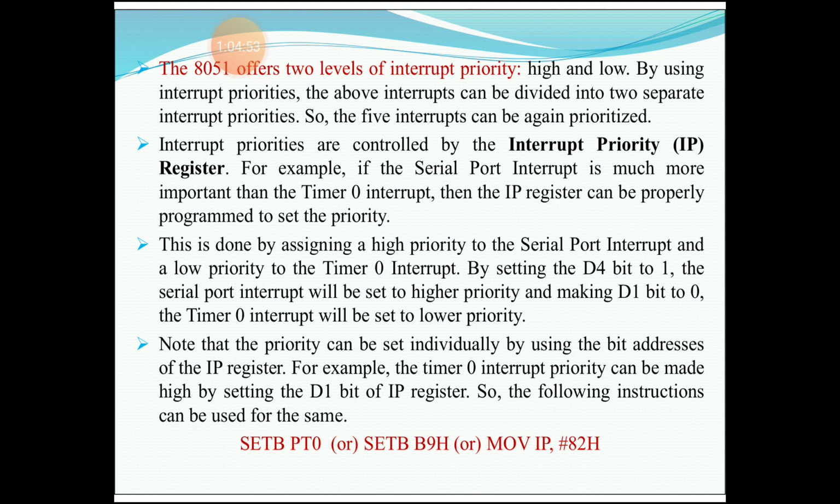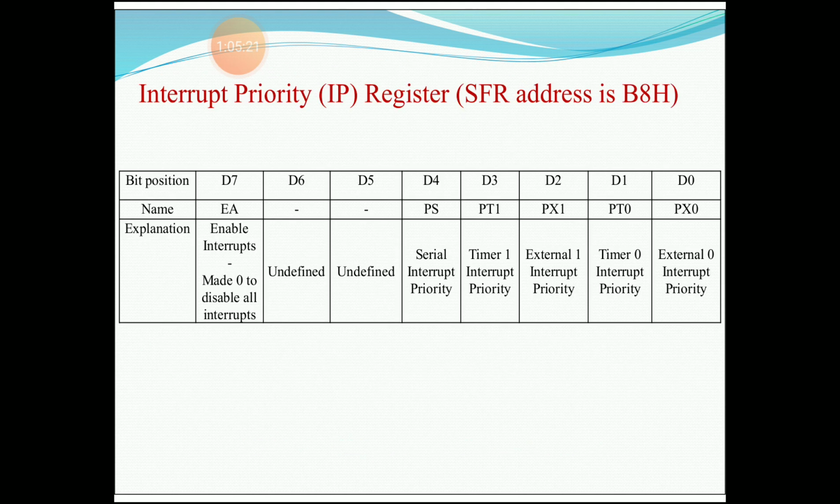Or set SETB B9H, where B9H is the bit address of the corresponding timer 0 interrupt priority bit, or MOV IP, #02H. This instruction performs the same operation, that is, you can set the timer 0 interrupt as the highest priority. So whenever the controller executes either of these instructions, the timer 0 interrupt automatically has the highest priority.